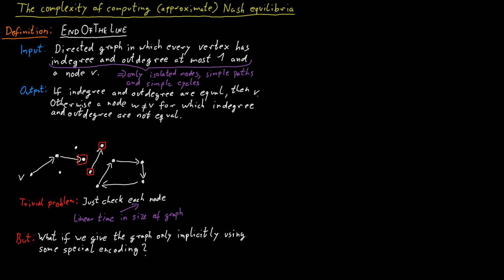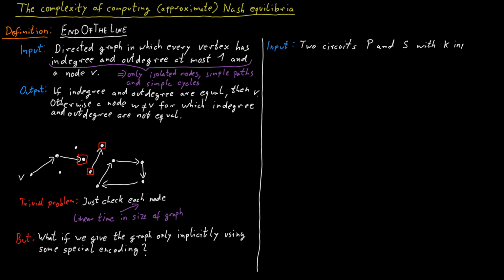Now, this will look a bit strange at first, but just stay with me for a minute. Here's a new problem. The input consists of two logic circuits. Let's call them P and S. And each of these circuits has k input bits and k output bits. I also require that the size of these circuits, so the number of logic gates in each circuit, should be polynomial in this number k, in the number of input and output bits.